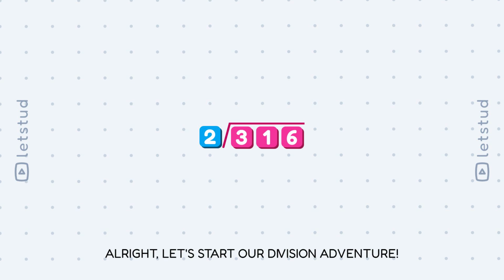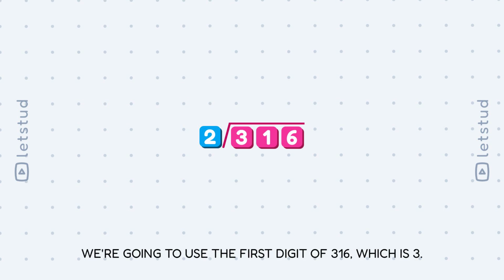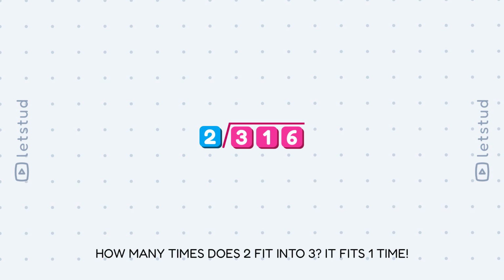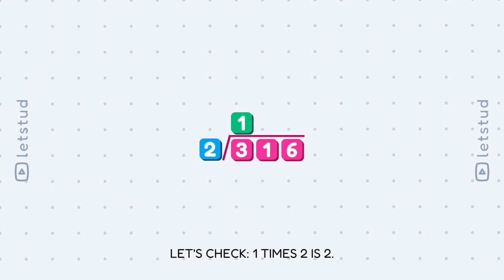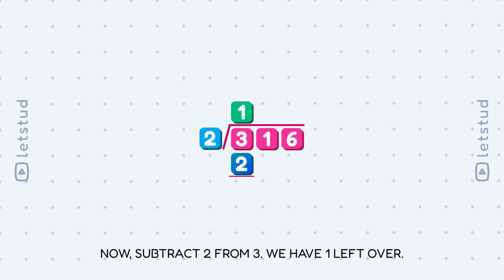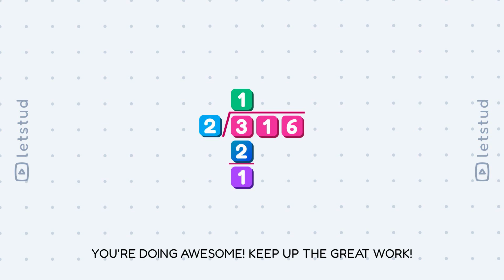Alright, let's start our division adventure. We're going to use the first digit of 316, which is 3. How many times does 2 fit into 3? It fits 1 time. Let's check. 1 times 2 is 2. Now subtract 2 from 3. We have 1 left over. You're doing awesome. Keep up the great work.